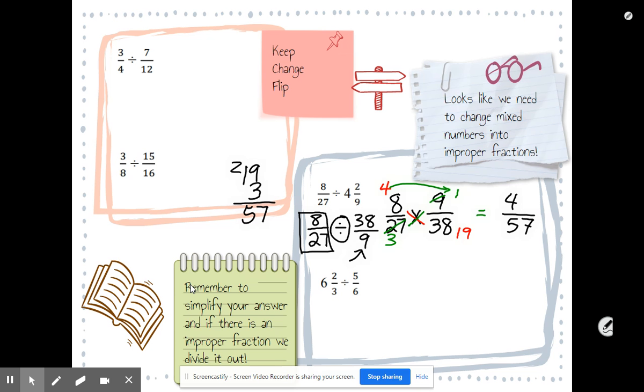Do you think 4 will go into 57? No. I don't think so either. So I believe that should be our answer. Does anybody see any errors?